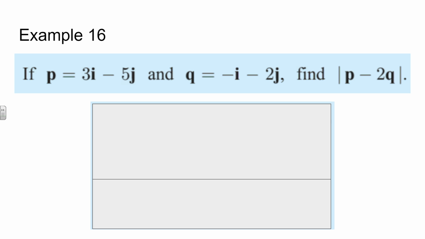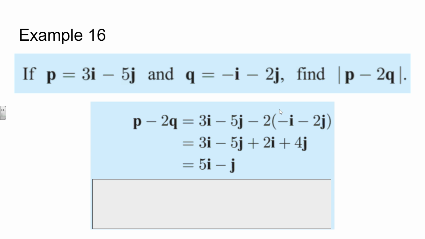If I'm looking at example 16 here, I have the unit vector form. So vector P is 3i minus 5j. Vector Q is negative i minus 2j. And it says find the magnitude, right? These absolute value bars mean the magnitude of vector P minus 2 times vector Q. So the first thing I want to do is figure out what vector P minus 2 times vector Q is. And just by doing my multiplying and arithmetic there, I'm going to end up getting down to 5i minus j.